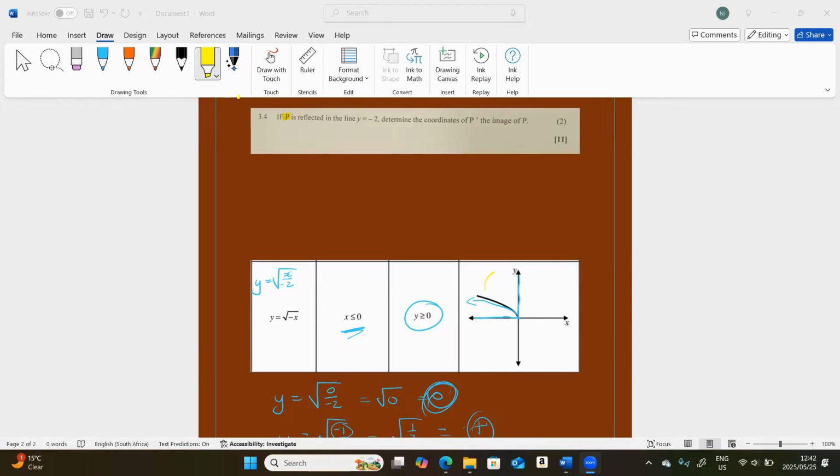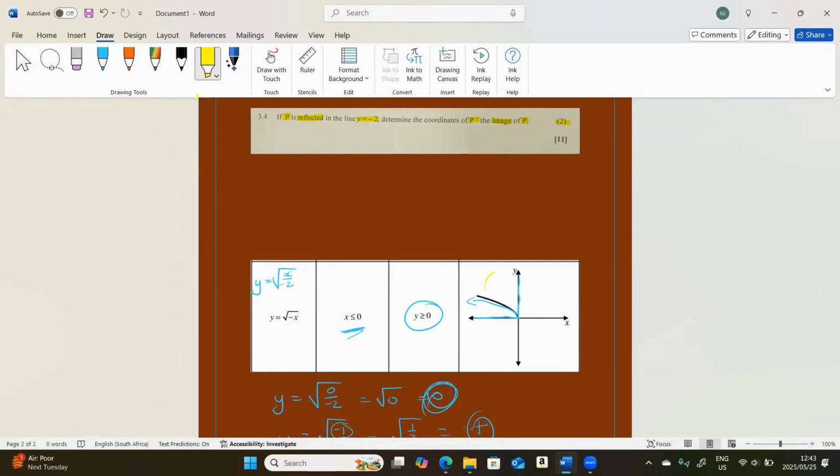Okay, so 3.4, if P is reflected in the line y equals -2, guys, so reflected in the line y equals -2, they ask for the coordinates of P accent, which is the image of P for 2 marks. Okay, let's leave it yellow because you guys usually struggle to answer this. Hopefully, after this explanation, this would be green marks for you in the future.